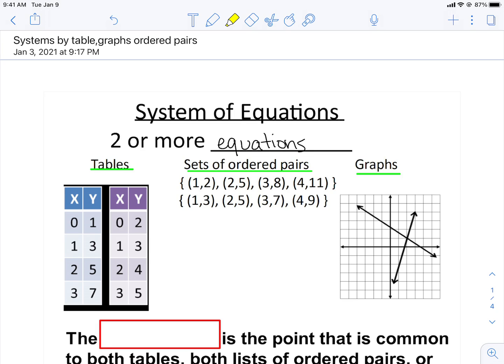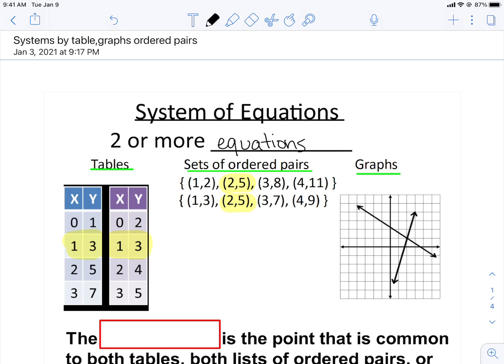If I look at this table, notice that this first table has the point (1, 3), and on the second table I also have the point (1, 3). That would be known as the solution of the system. In a set of ordered pairs, we're doing the exact same thing. Again, I'm looking for the same point. I notice this first one has (2, 5) and this second one has (2, 5). That would be the solution to this system.